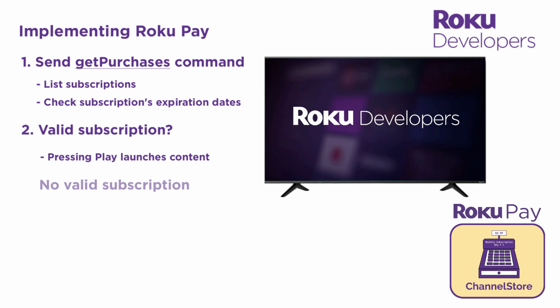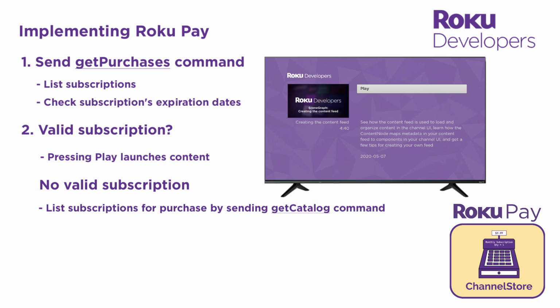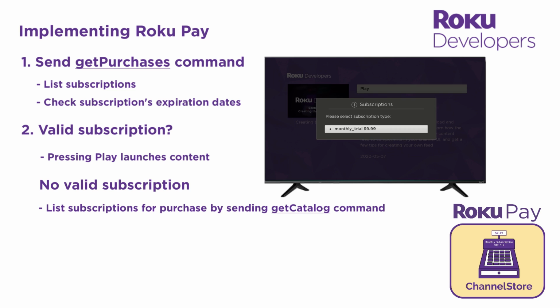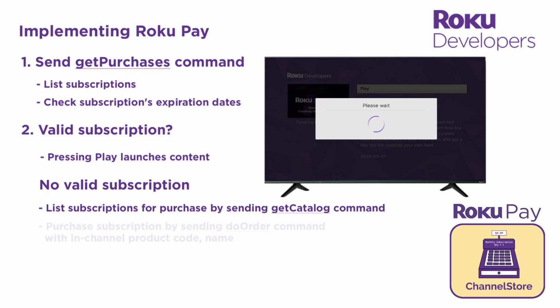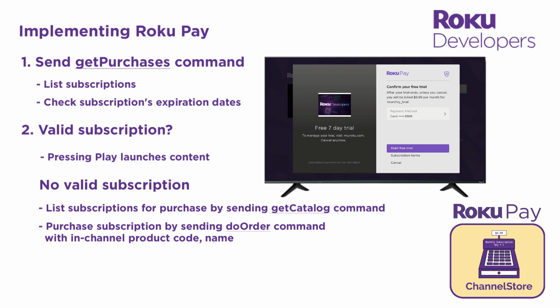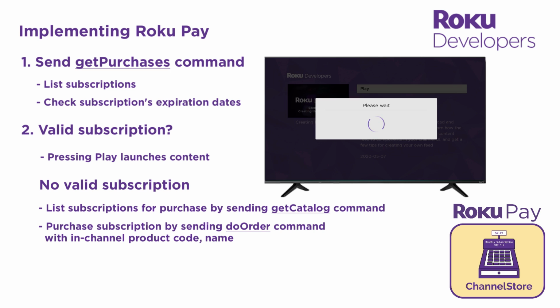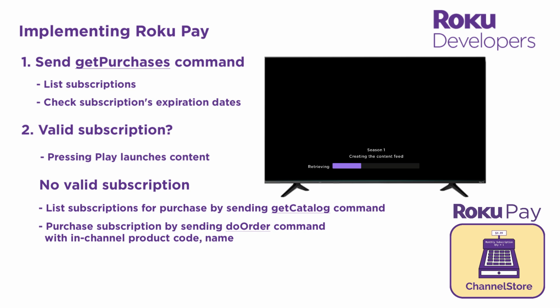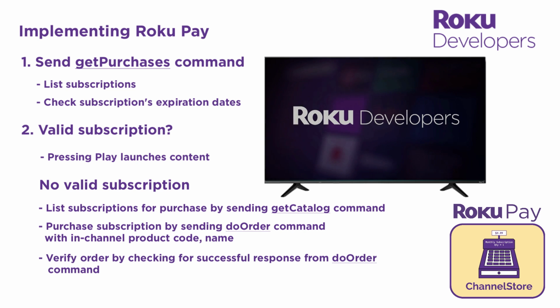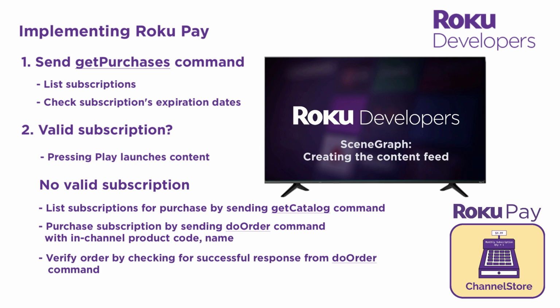If we don't have a subscription, we'll use the get catalog command to list the subscription products available for purchase. When a subscription product is selected, we'll send a do order command with a product code and name that we specified when we created the in-channel product. Once we've verified the purchase in the confirmation dialog, we'll check that the do order command returns a successful response and then allow content to be played.